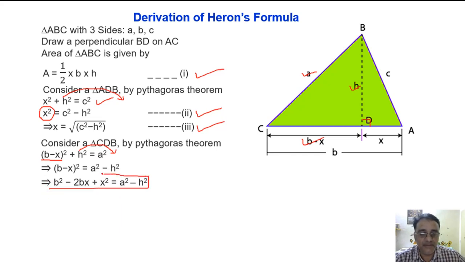Now in this step we will substitute the value of x and x square from these two equations. Right? So in place of x we will substitute root over c square minus h square.